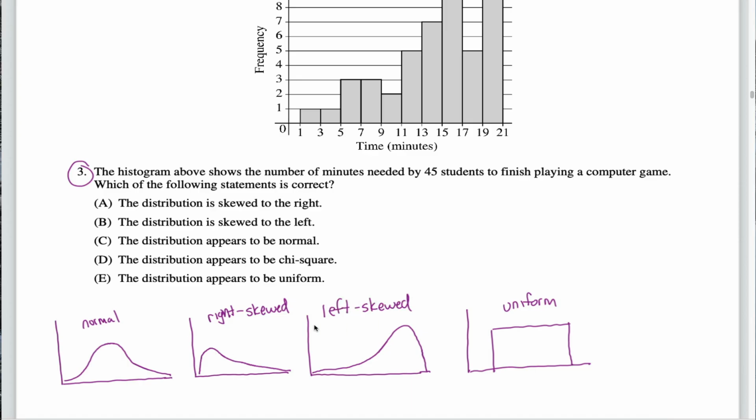One way that you can remember these 2 is think about the tail. In a right skewed distribution, the tail is over on the right side. In a left skewed distribution, the tail is over on the left side.